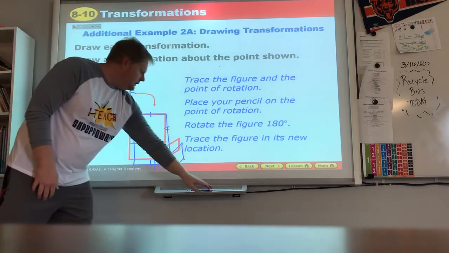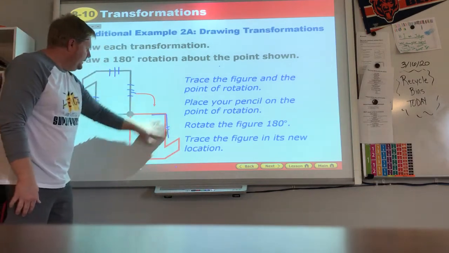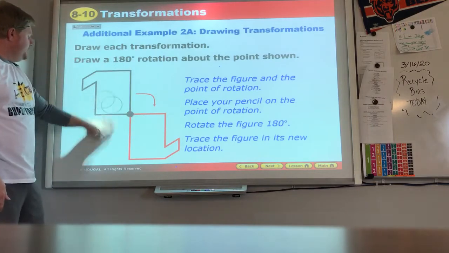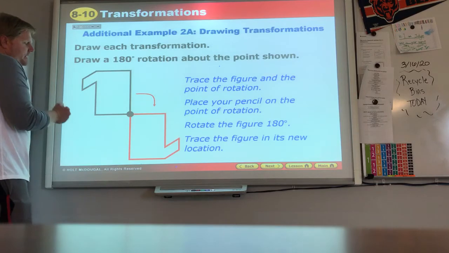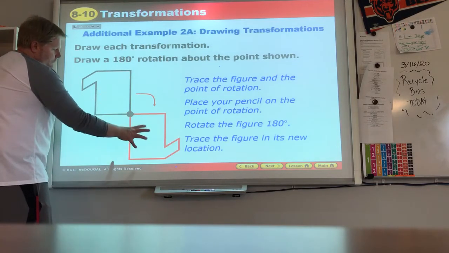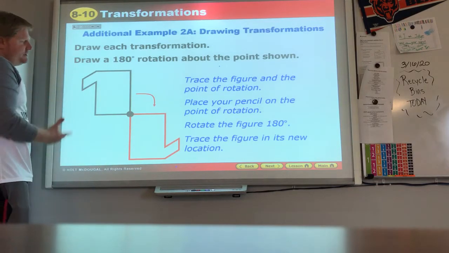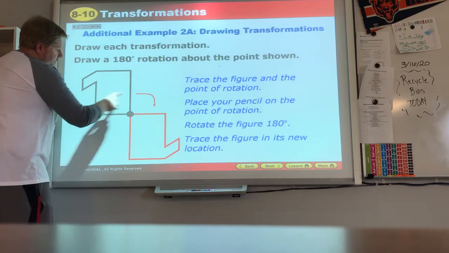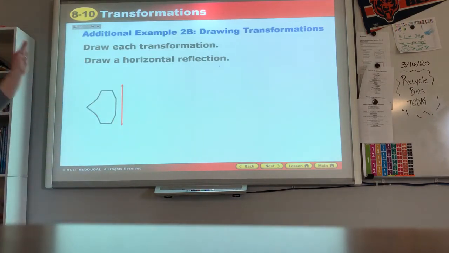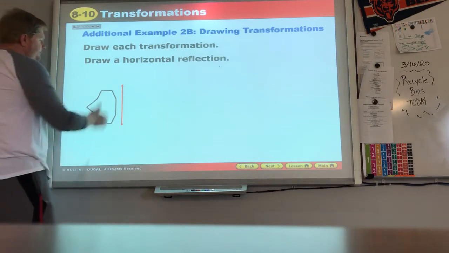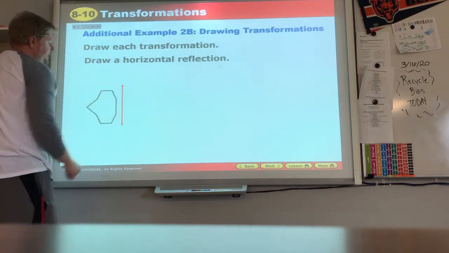We did all right. This one is probably the hardest to master, the hardest to understand. Getting squares or triangles is pretty easy, but when they're more complex shapes, it's a little harder. Focus on those straight lines, and the other parts will fill themselves in. Draw each as a transformation. Draw a horizontal reflection. They meant a vertical reflection.